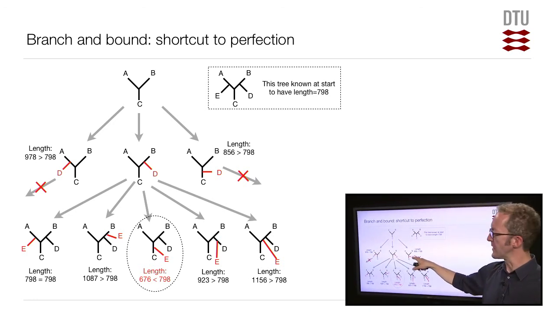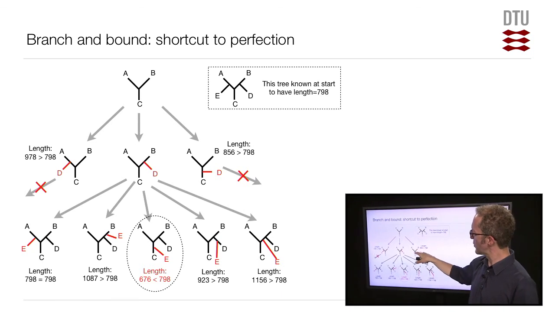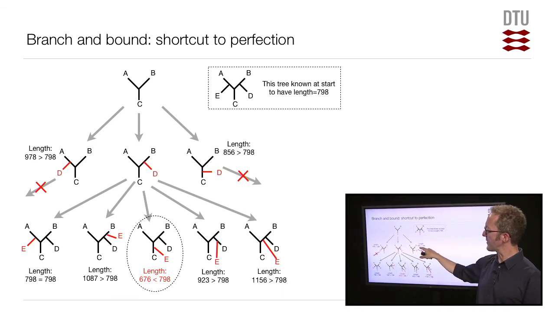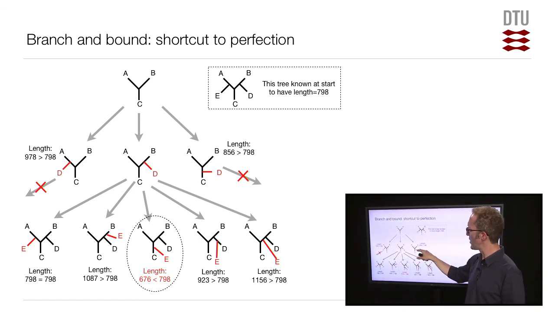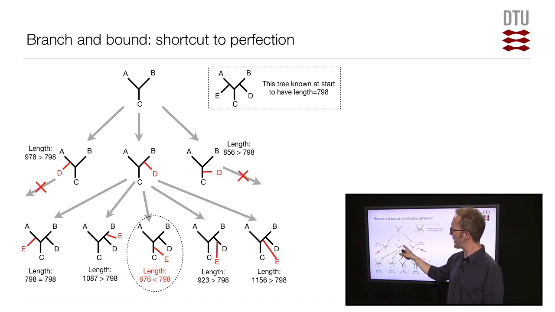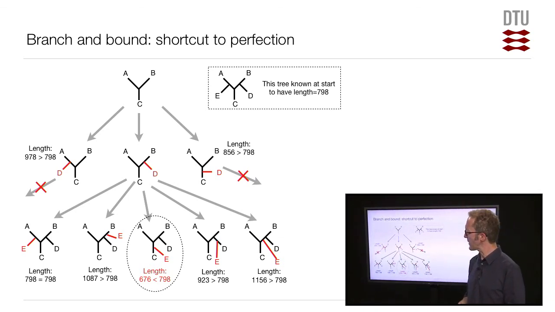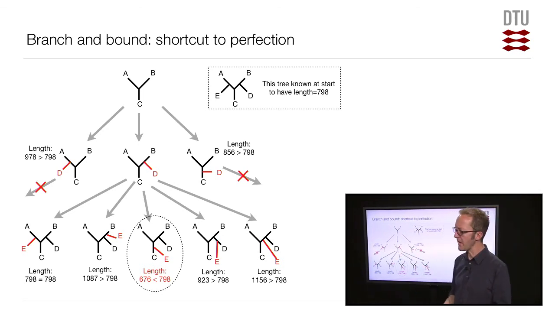Similarly, if we place the D on the C branch, do Fitch on that, it turns out that that has a length of 856. That's larger than our initial bound of 798. So we now ditch this lineage, we don't explore this any further. The central T, we put the D on it. Let's say it has a length of 500. I forgot to put that on the slide. It has a length of 500. That's better than our bound, so we continue along these lines.